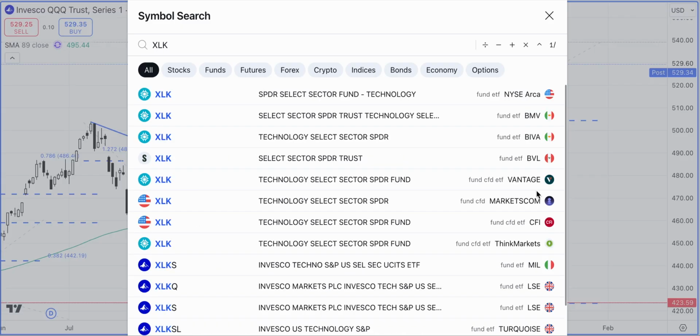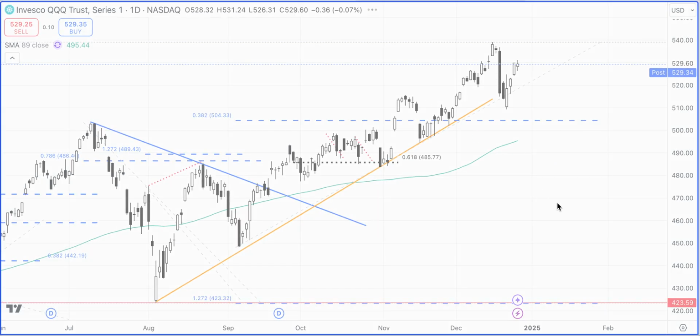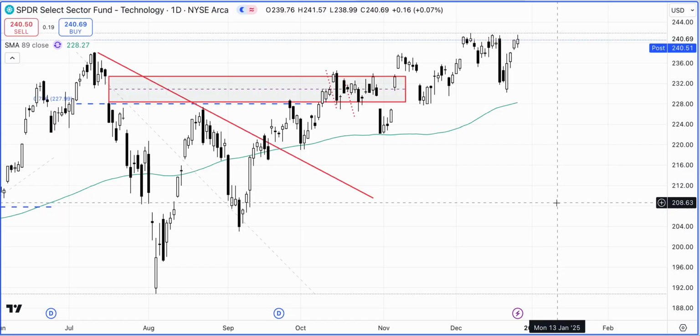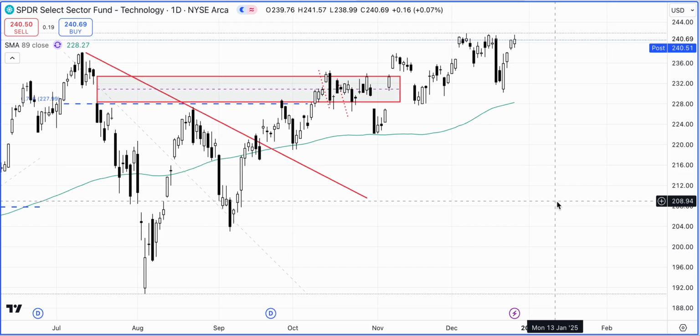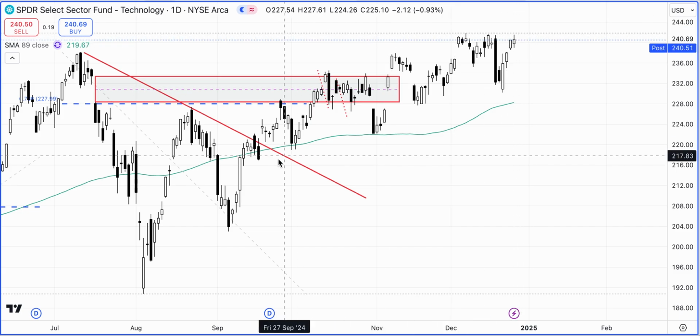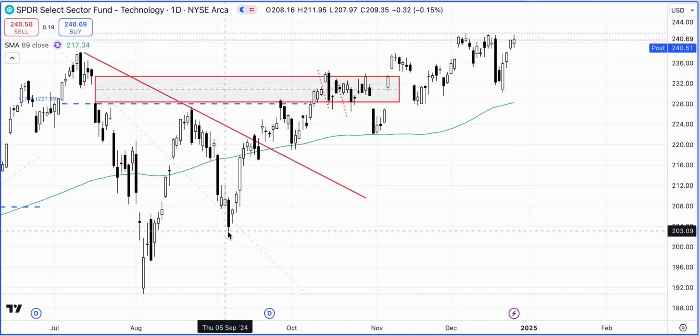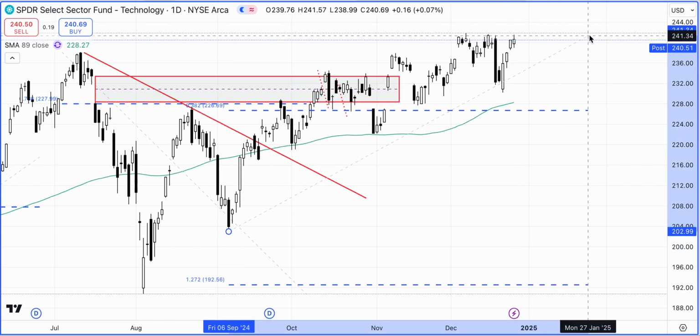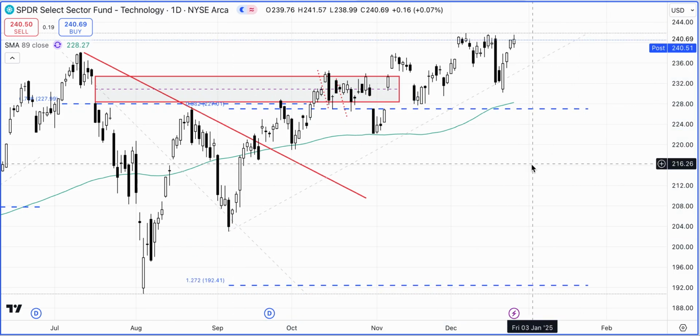Let's also take a look at XLK. This is the Spider Select Sector Fund for technology, and this one is clearly stronger than the QQQ because the price is much higher. So let's go back to September, and we can see the prices are higher. So there we go.